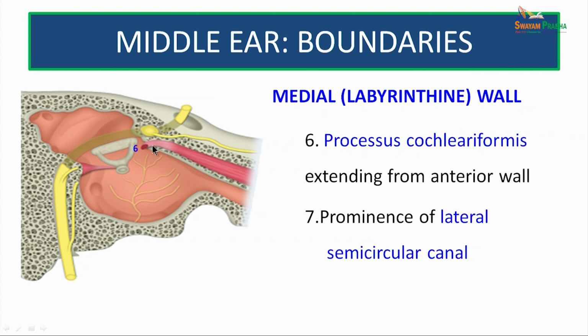This is the processus cochleariformis, which is a bony projection extending from the anterior wall. From the anterior wall, it curves and extends into the medial wall, and it is over this that the tensor tympani hooks over and passes on laterally for its insertion into the malleus. This is a bulge which we find above the facial canal. This is formed by the prominence of the lateral semicircular canal.